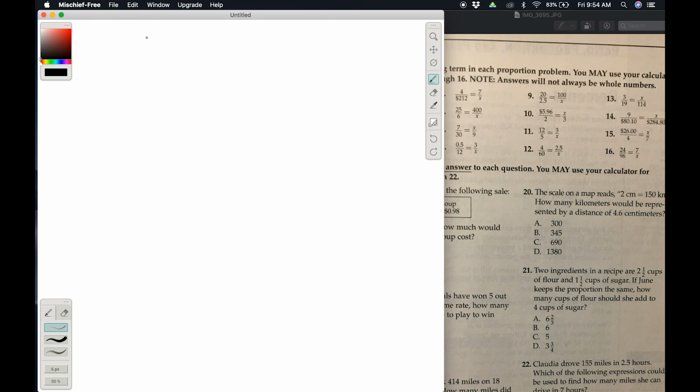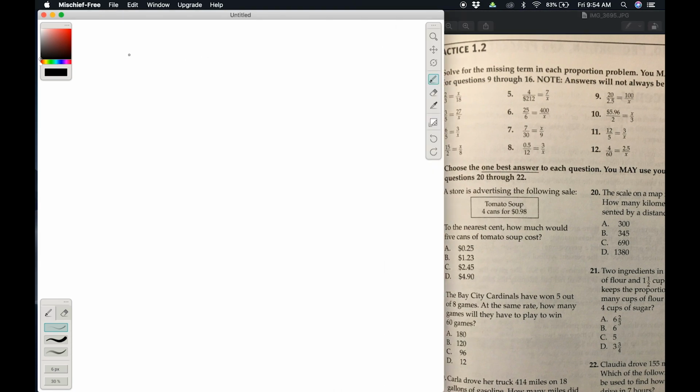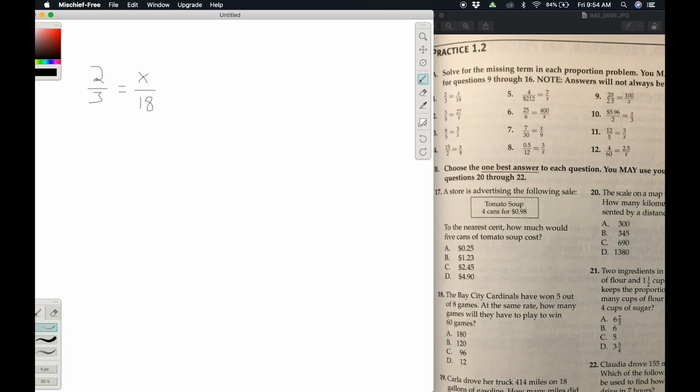Okay, so we will start with numero uno, which is 2/3 equals x over 18. I may or may not do all of these, guys, because this could seriously take a long time. It could be like an over an hour video if I did each of them. But I definitely want to get the main idea across to you. So 2 times 18, remember we multiply this way, then divide this way.